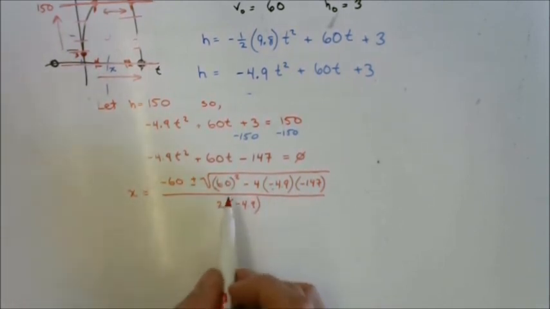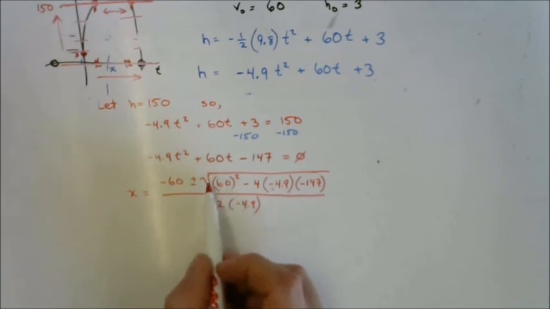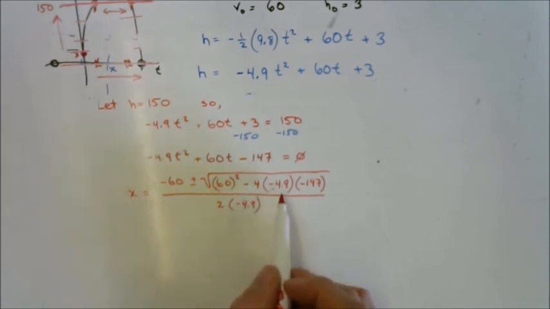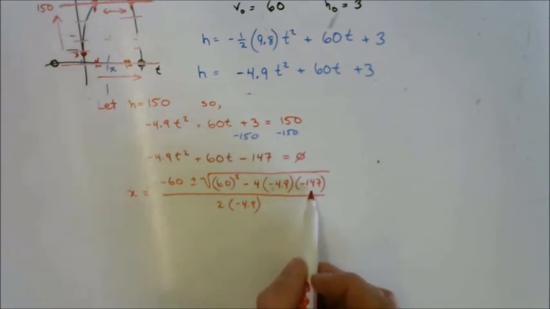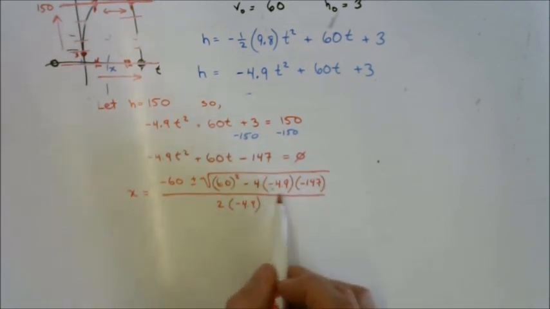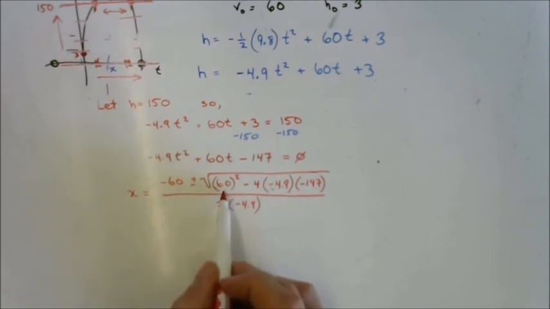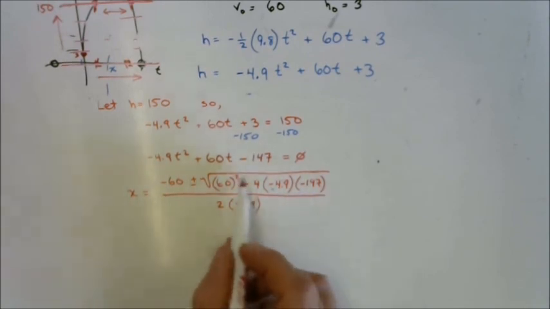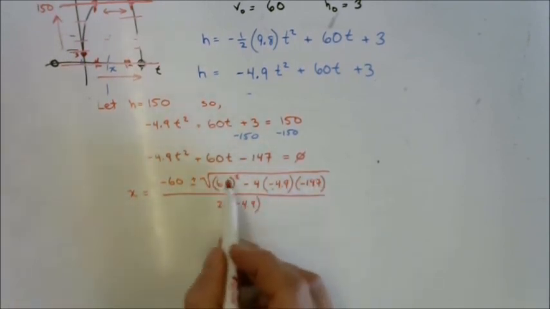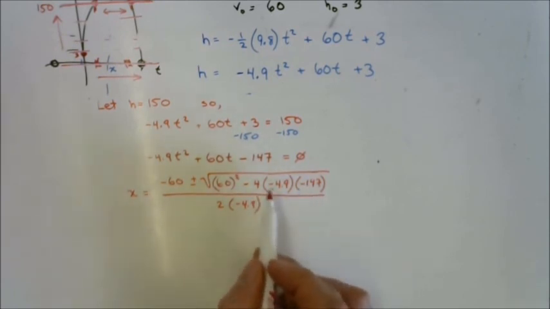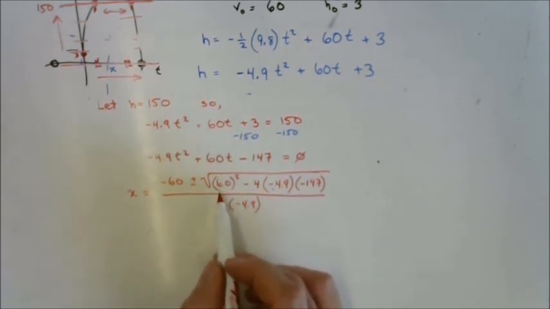Okay, so again, you would go through this step by step. You would do 60 squared, which is 3600. You do negative 4 times negative 4.9 times negative 147, which gives you a big negative number here. Okay, but I know it won't be as big as this number. Well, I thought you couldn't have a negative number under the radical. It won't be. The whole thing under the radical will not be a negative number. This portion of it will be, but you still have to add 3600.